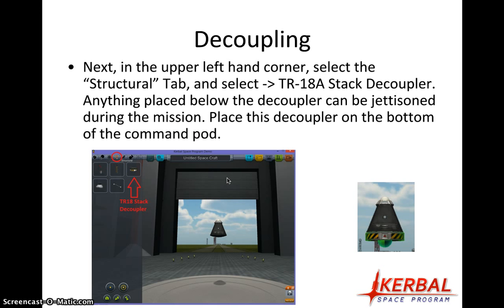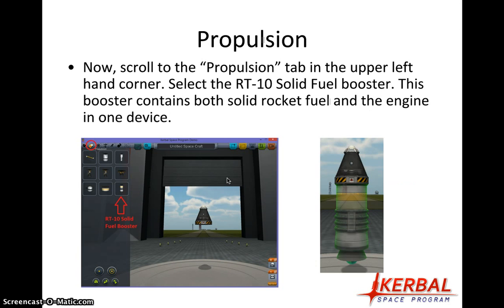All right, a decoupling device. Decoupler is the middle tab out of the center of all the tabs on the left. Go to the structural tab, and select the TR-18A stack decoupler. Anything placed below the decoupler can be jettisoned during the mission. Place a decoupler on the bottom of the command pod. This is so you can detach any parts afterwards, so they're not directly attached to the pod.